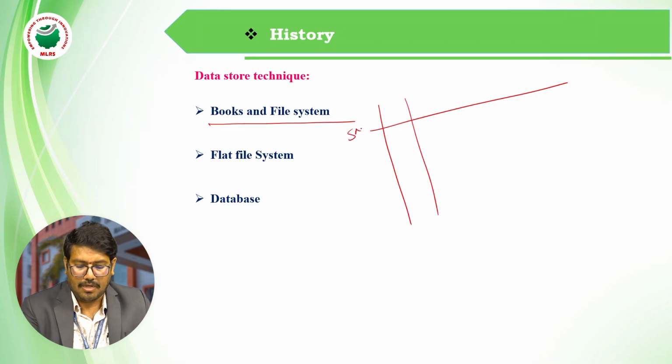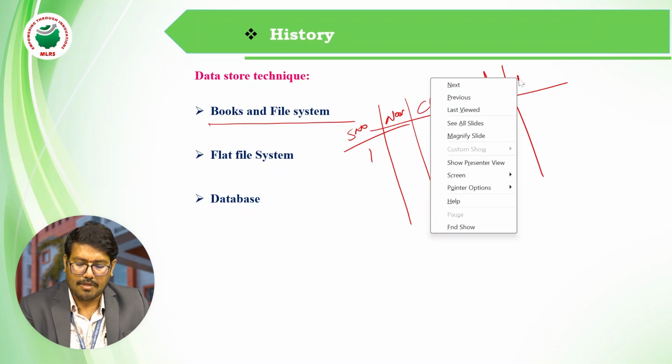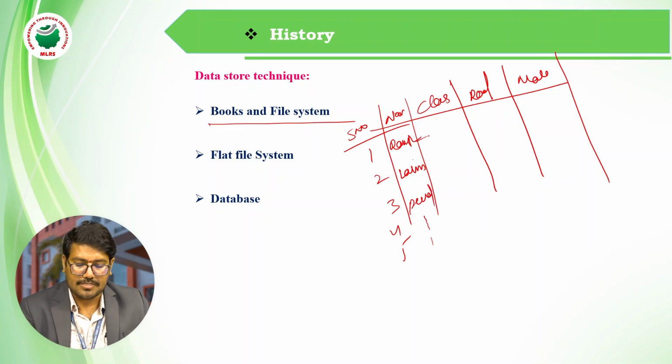So it has a serial number, 1, and the name of the student, class, and his roll number probably, and marks, etc. Serial numbers 1, 2, 3, 4, 5, and the names are Mr. Ramesh, Mr. Laveen, Miss Panidhi. Like that there are so many names, and Ramesh is studying in 10th class, Laveen in 6th class, and Panidhi in 7th class. The classes are different, and the roll numbers are 4, 3, 5, 8, 12.